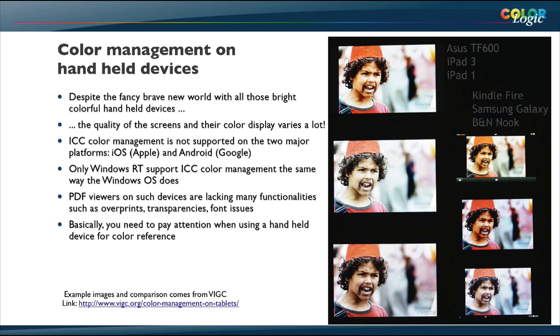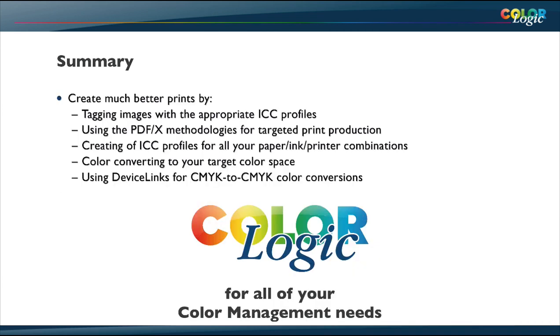But I don't want to leave you with these very sad thoughts, but give you a good, bright view for better prints. So tag your images with the appropriate ICC profiles using the PDF/X methodologies with the output intent for targeted print production. Create ICC profiles for all your paper, ink, printer combinations. Color convert to the target color space you want to print to, using device links for CMYK to CMYK, and then you get much, much better prints than today. That's my final words. Thank you.